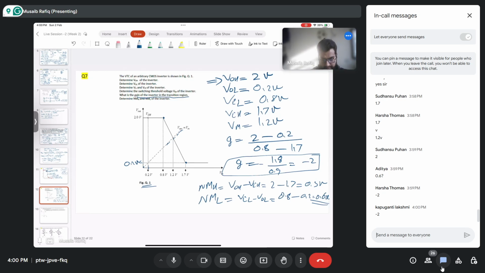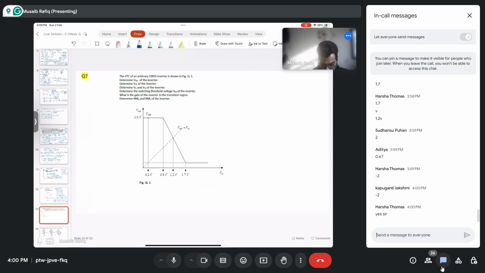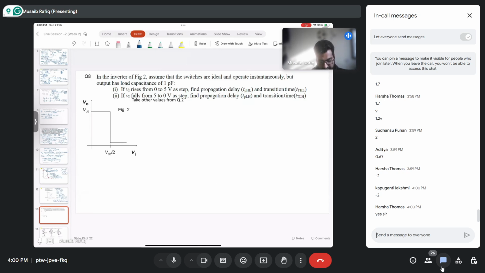I hope this was clear. Now I have this question. It states that in the inverter of figure 2, assume that the switches are ideal and operate instantaneously. So it's instantaneous operation that we are having. And the output has a load capacitance of 1 picofarad. If Vi, that is my input, rises from 0 to 5 volts as a step, find the propagation delay and transition time. And the second case is if Vi falls from 5 to 0 volts, find the propagation delay and the transition time.